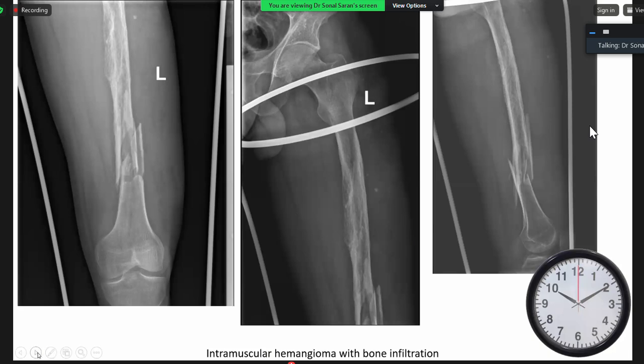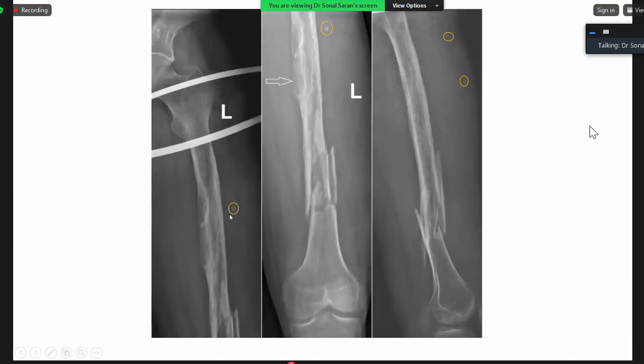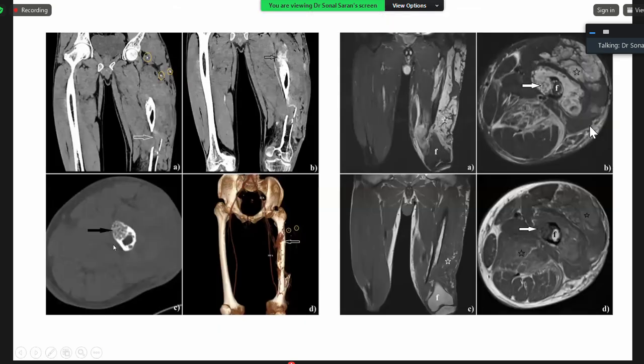So this was a case of intramuscular hemangioma with bone infiltration. Here you can see tiny foci of calcification, expansion of the femur with coarsening of trabeculae. This is the same appearance that we see in vertebra, that is polka dot sign. In this MR also, we can see hyperintense hemangioma in the muscles, and it was quite aggressive that it involved the femur. This is a rare case, but it can occur in cases of intramuscular hemangioma. It can involve the adjacent bone and can lead to fracture.